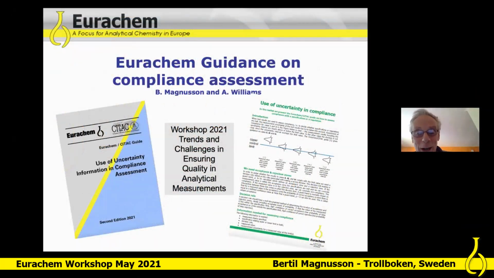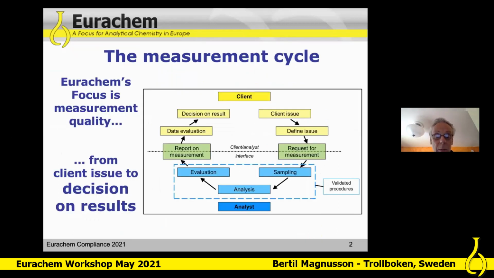So, good lunch, everybody. This is the last issue for the quality workshop. And I would like to present the compliance Eurachem guide, but there is also a leaflet, an aperitif for presenting the guide, which introduces the subject.